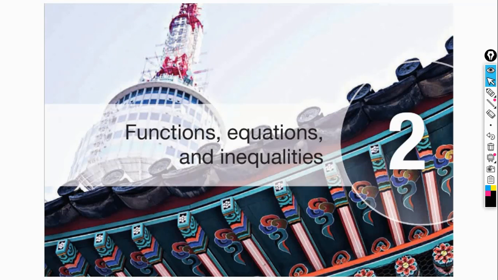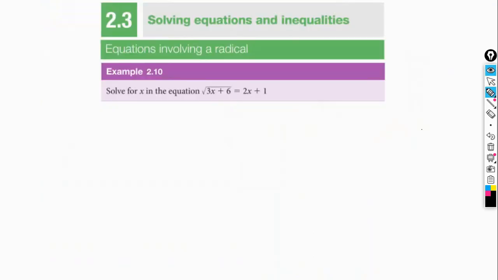Hi everyone. In this video, we're going to continue with Chapter 2, Functions, Equations, and Inequalities. Specifically, Section 2.3, Solving Equations and Inequalities. We're going to start with equations involving a radical. Radical means a root. Let's take a look at example 2.10.